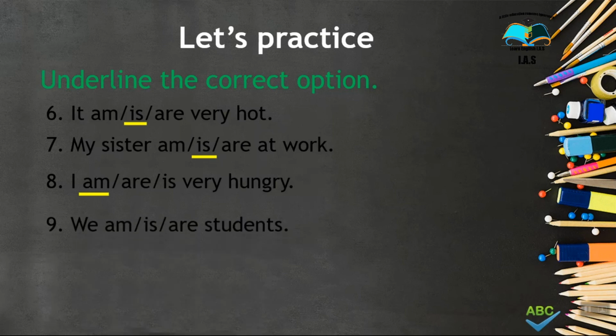Number 9. We am, we is, or we are students. Right, are is the right answer. We are students. The last question: the book am, the book is, or the book are. The book is, very good. The book is about tigers.